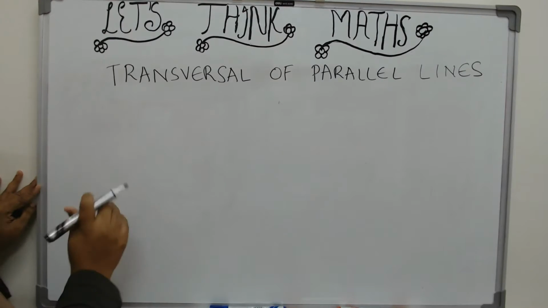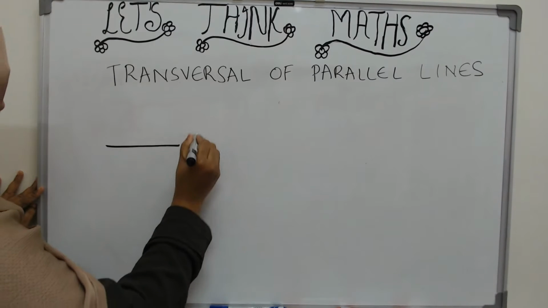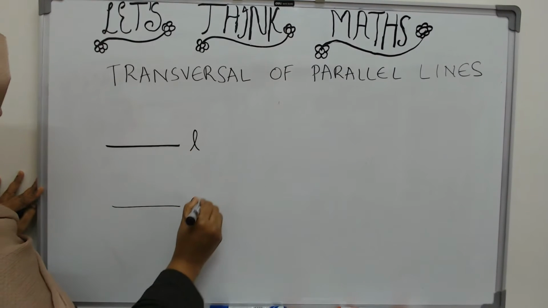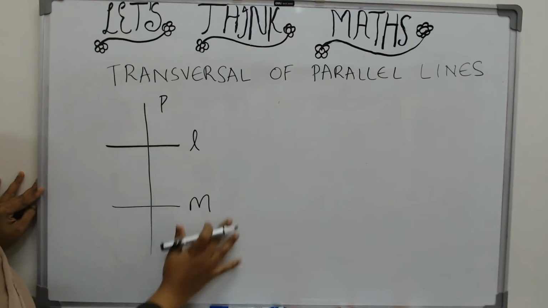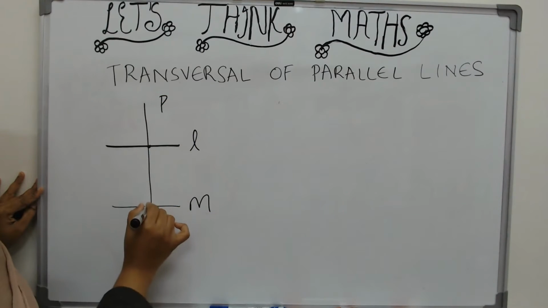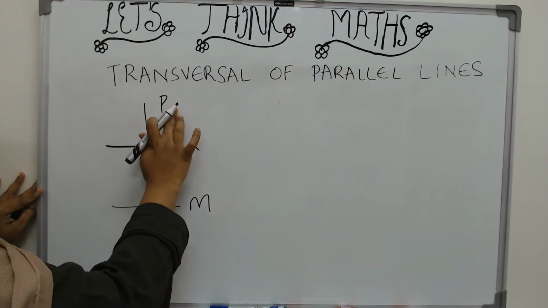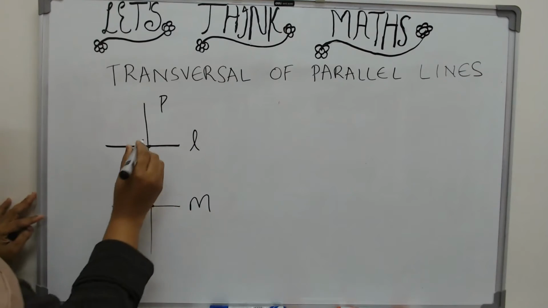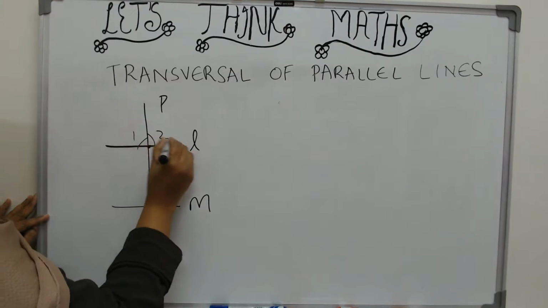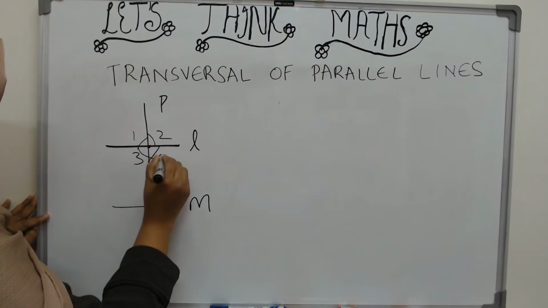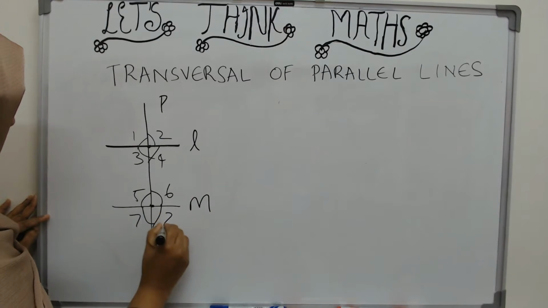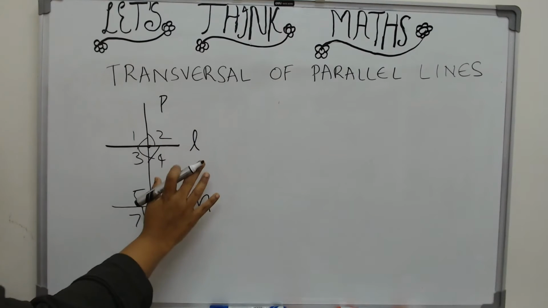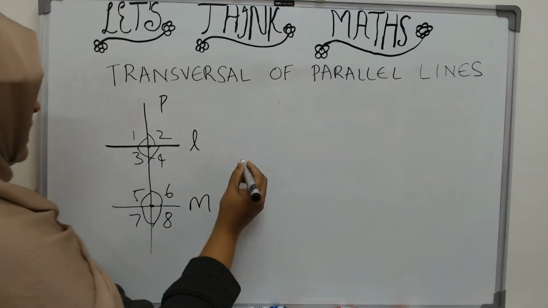Last class, we saw that given any two lines L and M, a line P which cuts these two lines in two distinct points is called a transversal, and it makes 8 angles. We name the angles with numbers. In this class, we will study a special case where L and M are parallel.